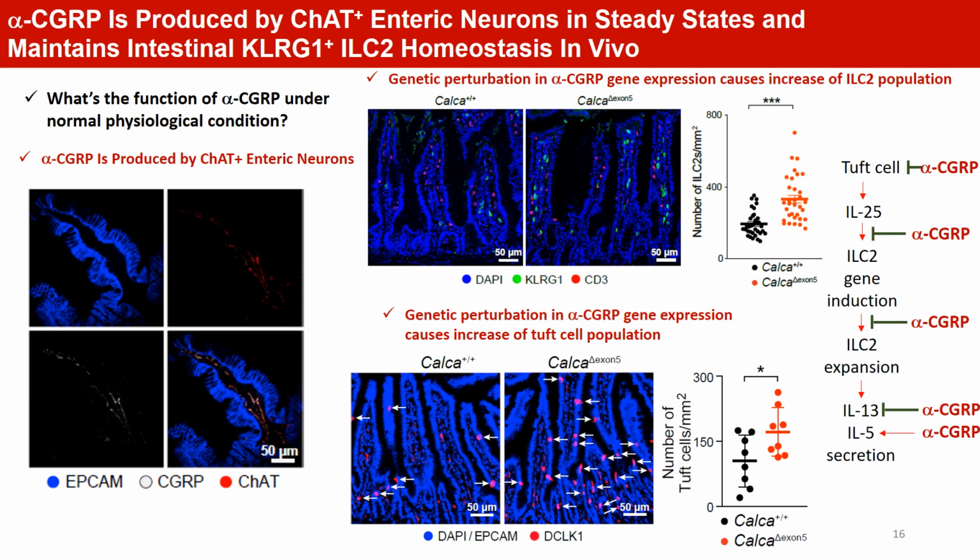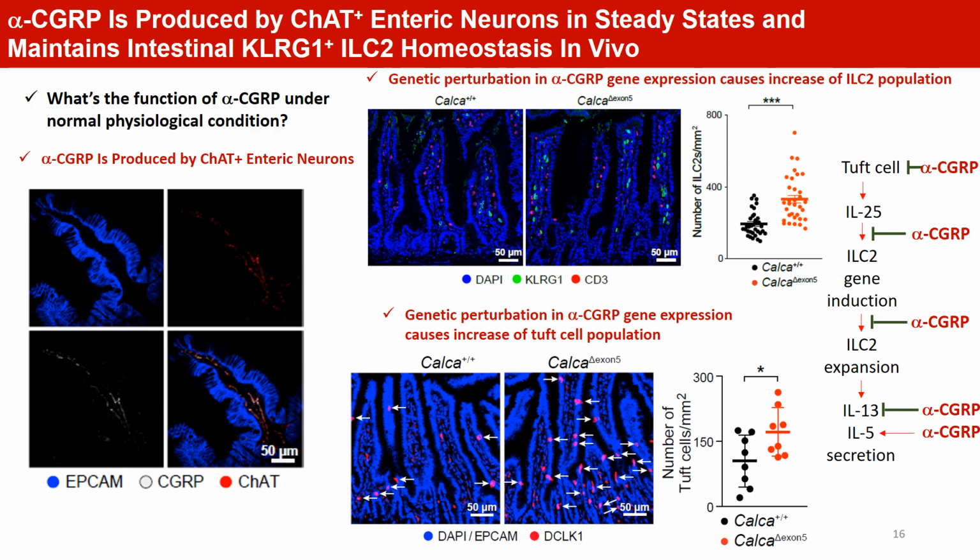To know the function of alpha-CGRP under normal physiological conditions, we also used tissue immunostaining to look at the colocalization of CGRP and acetylcholinergic neurons. Surprisingly, we found a perfect match of this colocalization, suggesting that alpha-CGRP is produced by acetylcholinergic enteric neurons. We also wondered what will happen in the absence of alpha-CGRP.